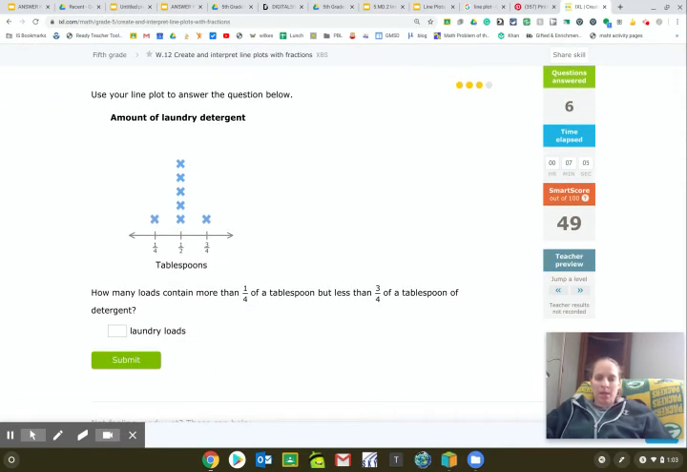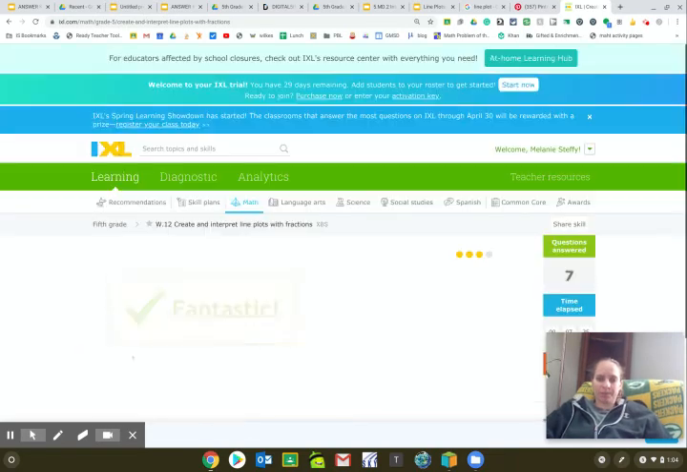How many loads contain more than 1/4 of a tablespoon, but less than 3/4 of a tablespoon of detergent? In other words, how many loads contain more than 1/4? Well, 1/4 is not more than 1/4, so it doesn't count. But less than 3/4, well, there's only one load that was equal to 3/4. It has to be less than. So it's asking us for how many were at 1/2, which in this case was 5.